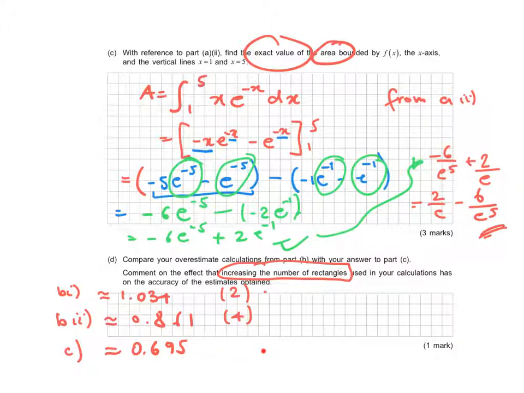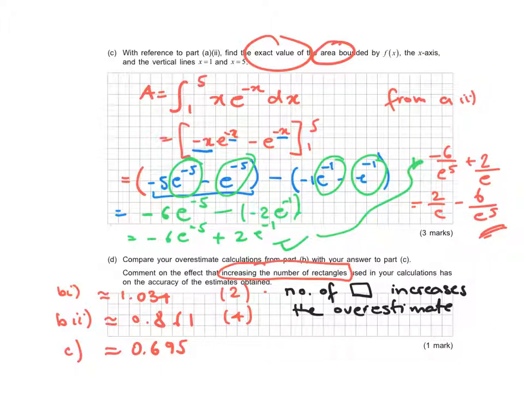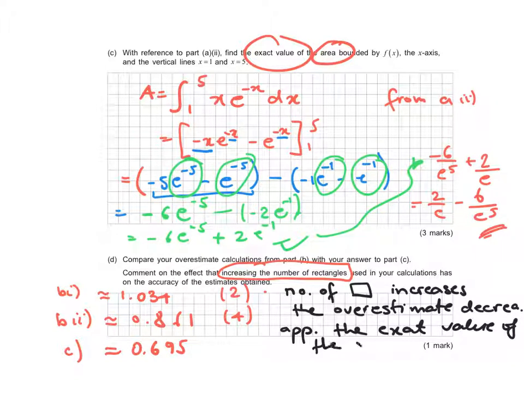So what we can say is that as the number of rectangles increases, the overestimate decreases, approaching the exact value of the area.